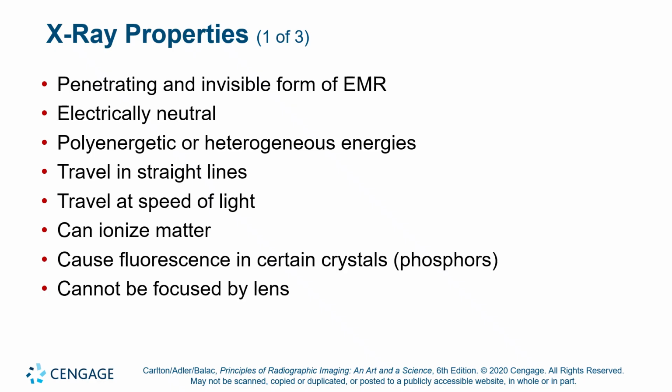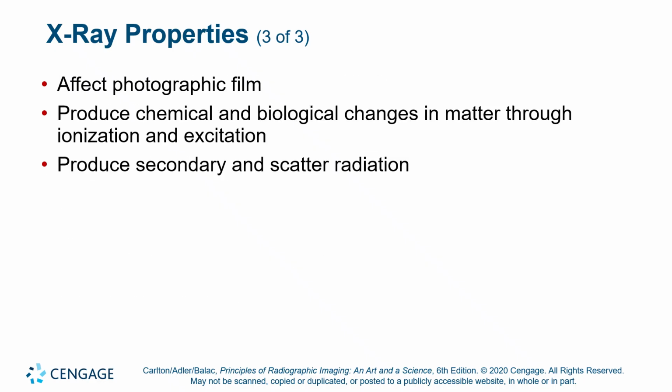All right, and so that's a lot of properties. I'm not finished. X-rays can also affect photographic film. They can produce chemical and biological changes in matter, especially tissue. And they do so by ionization and excitation. They can also produce secondary and scatter radiation.